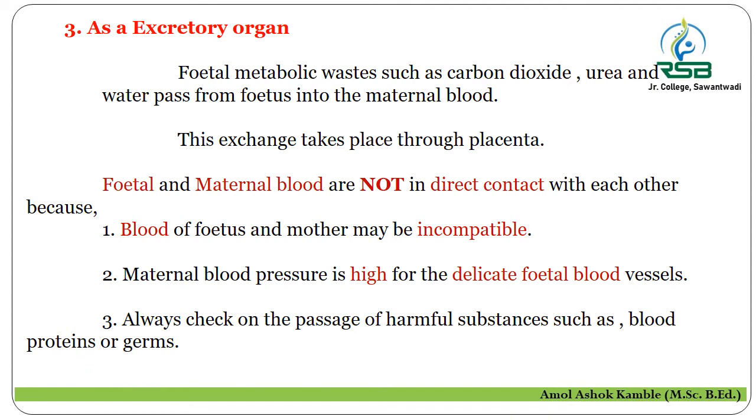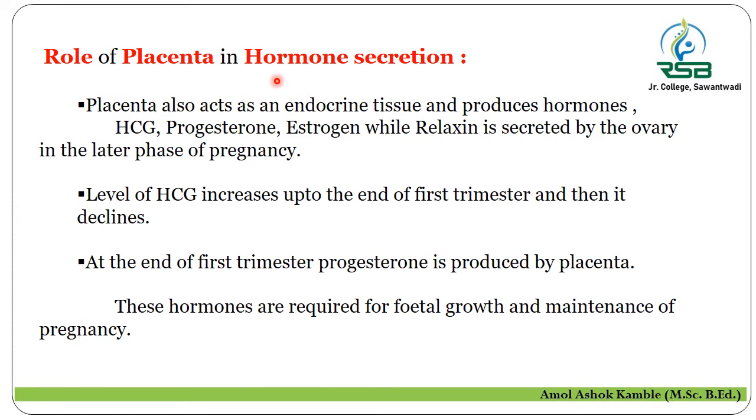Let us come to know the role of placenta in the field of hormone secretion. The importance of placenta in the hormone secretion is again very significant, as the placenta acts as an endocrine tissue which produces different hormones like HCG, human chorionic gonadotropin, which is also detected in the urine to detect the pregnancy test. Again, the progesterone, estrogen, while the relaxin is also secreted by the ovary in the latter phase of pregnancy.